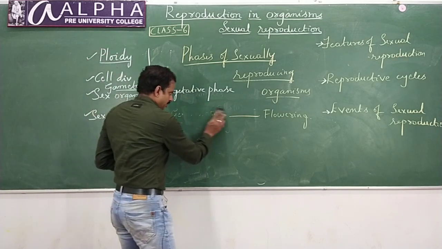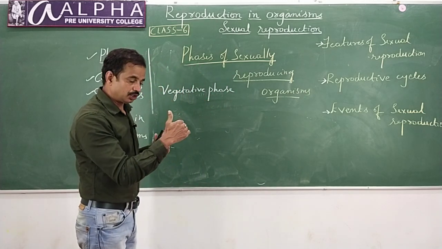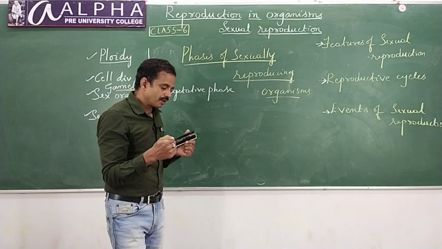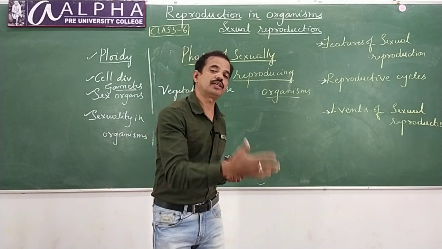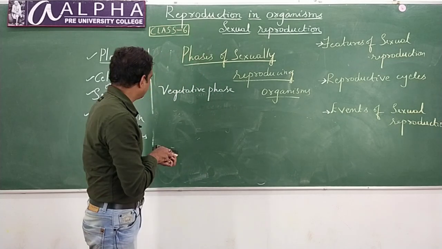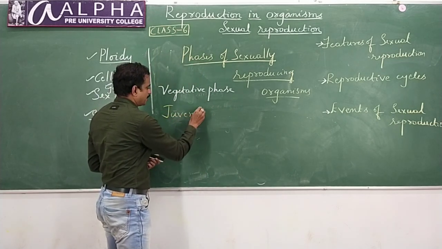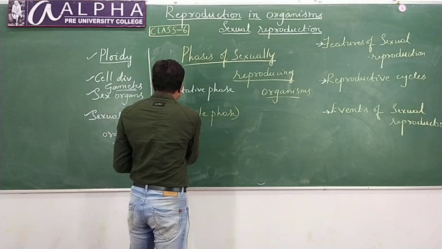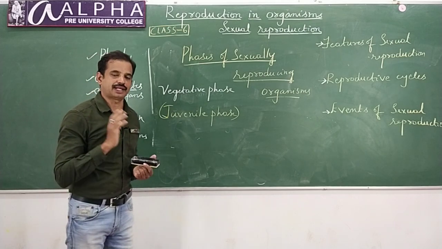And in case of animals, the time period from birth to the time of reproduction, an animal becoming capable of producing young ones to take part in the process of reproduction. Okay, that period in case of animal, we call this a juvenile phase. Okay, juvenile phase in animals and vegetative phase in case of plants.